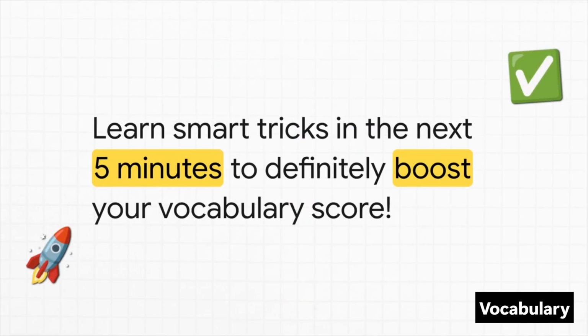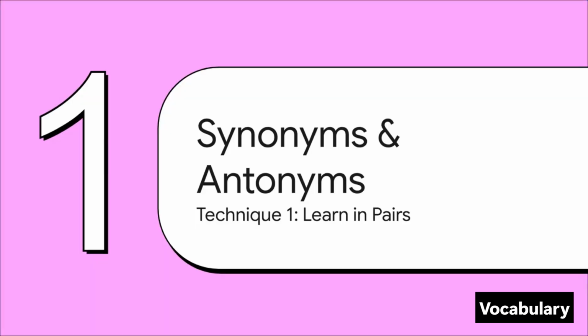But what if I told you that in the next 5 minutes, we're going to share some smart tricks that will absolutely boost your vocabulary score? Okay, let's dive right in. So, our very first technique is all about learning synonyms and antonyms together, as a pair. Believe me, this way the context and the meaning of the words become crystal clear all at once.